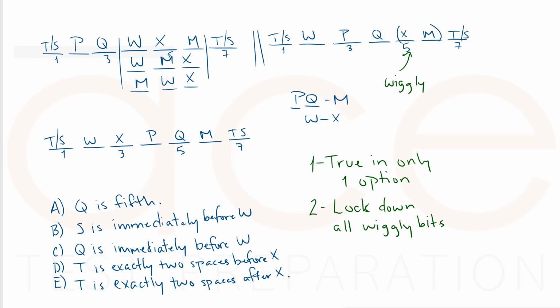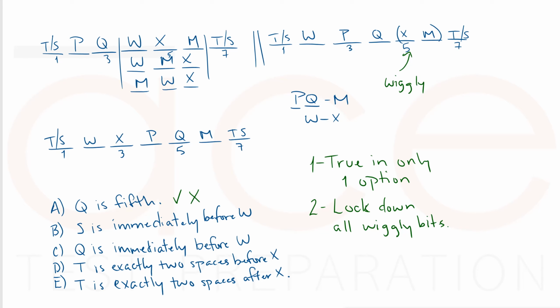So with this, we're going to go through and show you how you would use that strategy on this one, assuming these were our diagrams. You can study those for a minute if you want, but here are our answer choices. So we start off with Q is fifth. Now, Q is fifth, we check our options, and with true in only one option, here Q is third, Q fourth, Q fifth. So it meets our first condition, so that would be a yes. But unfortunately, it doesn't lock down all the wiggly bits because T and S would still be interchangeable, and so it fails on the second.